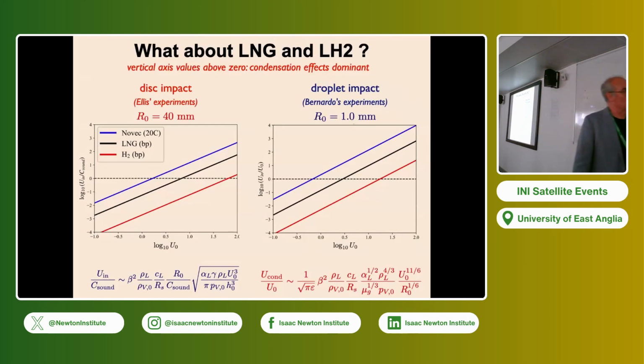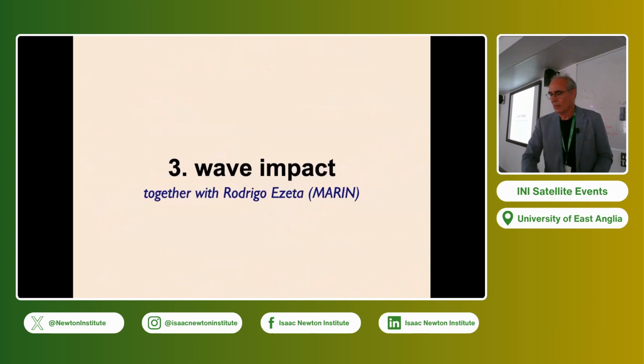But still, they are in a region that they could be of importance, especially if you realize that these plots have been made for length scales of 40 millimeters and 1 millimeter. And in huge LNG and LH2 tanks, you have length scales that are considerably larger than those. And basically, that would shift all of the crossovers. I should have said that this is the region where you would expect condensation to be dominant, everything above zero. And so you would shift into that regime. Good.